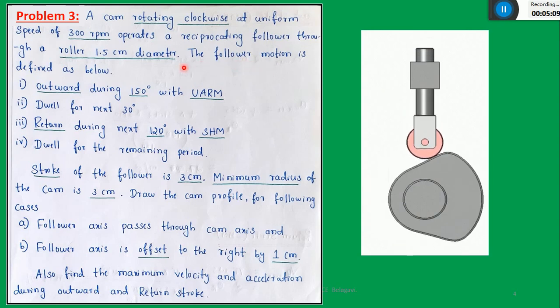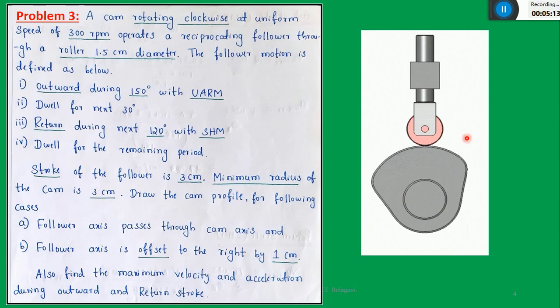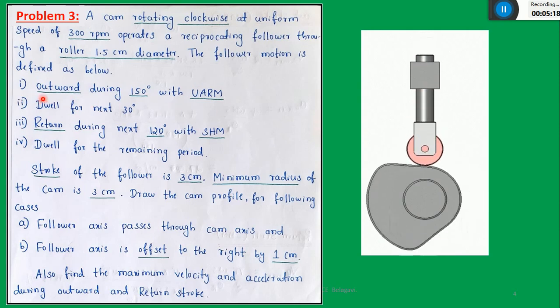The follower motion is defined as below. What is the kind of follower motion? During the upward and downward stroke, the first one is outward during 150 degree with a uniform acceleration and a retardation motion.